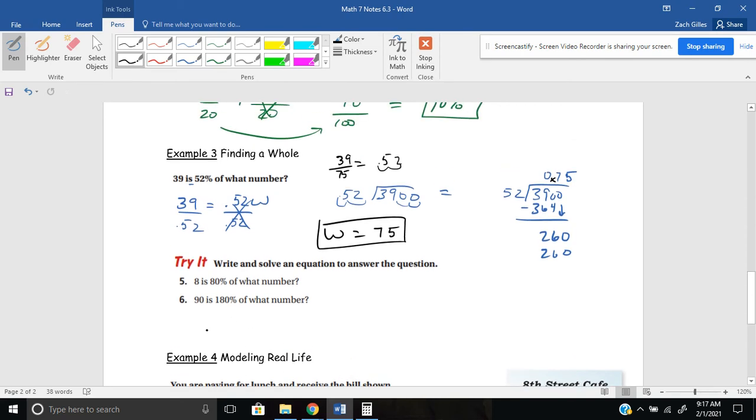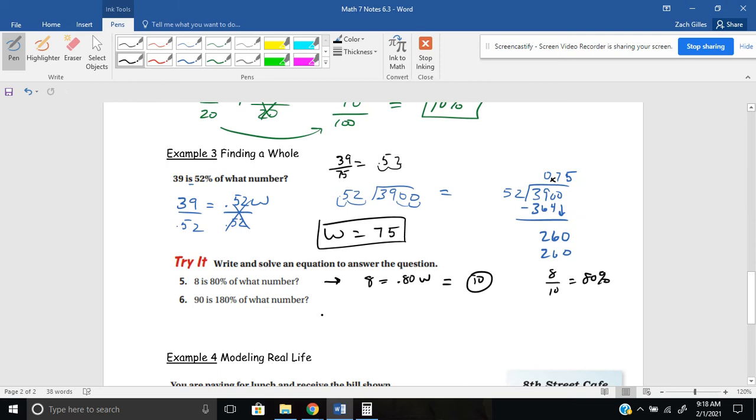All right, pause for 5 and 6. Okay, just for time's sake here, I'm going to give you the answer. 8 is 80% of what number? So your equation at least should look like this. 8 equals 0.80 times whole. And then you divide by 0.80 on both sides. And you should come up with 10. Because 8 over 10 is 80%.